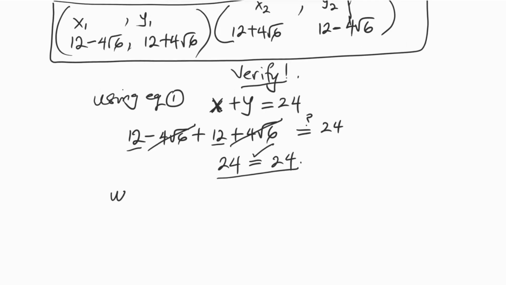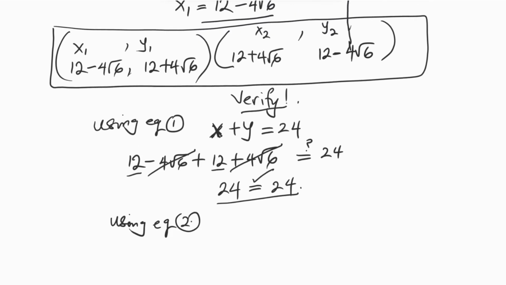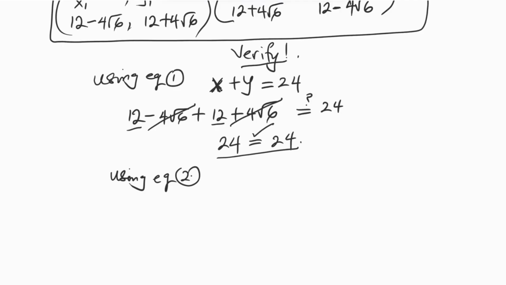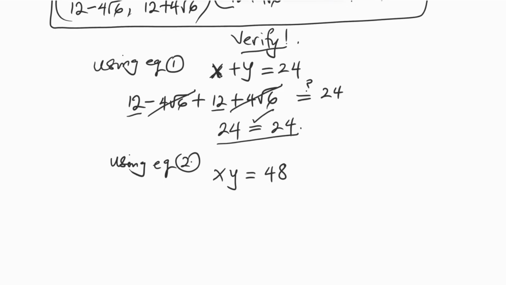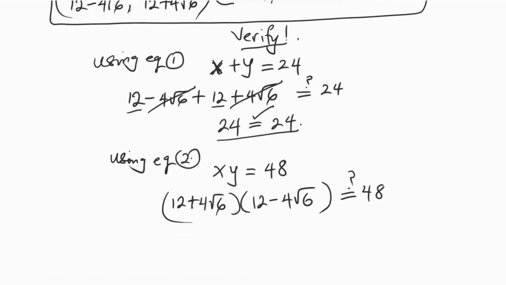So let's try using equation 2. Let's apply to equation 2 and see if we're going to get the same answer. This time around, let's try x2, y2. Doesn't matter. So now xy is equal to 48. That's our equation 2. So we have x2 to be 12 plus 4 root 6 times 12 minus 4 root 6. And we're trying to see if this will be equal to 48.